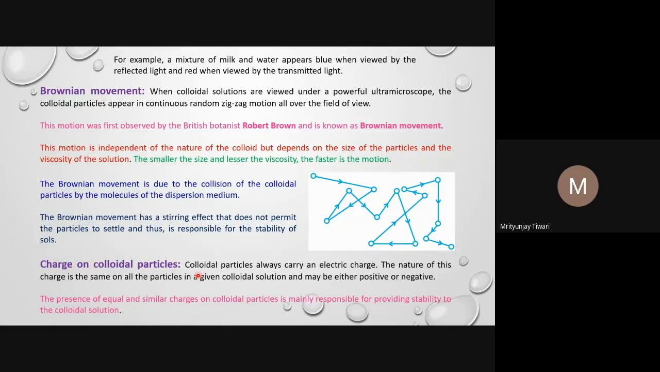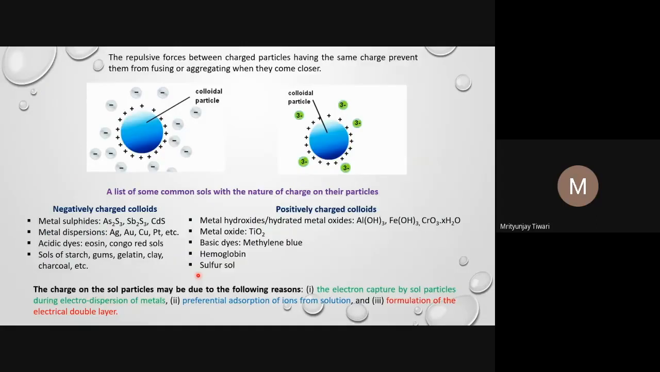If in the colloidal solution all the particles have a charge of the same nature, meaning if the particles are negatively charged, all the colloidal particles will be negatively charged, and if the particles of the colloidal solution are positively charged, all the particles will be positively charged. And because of this repulsion between the same charged particles of the same nature, the colloidal solution gets stability.